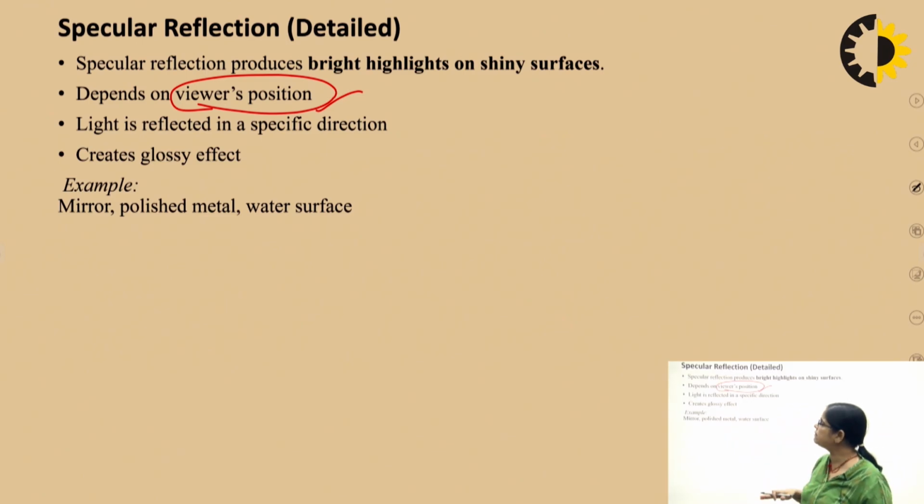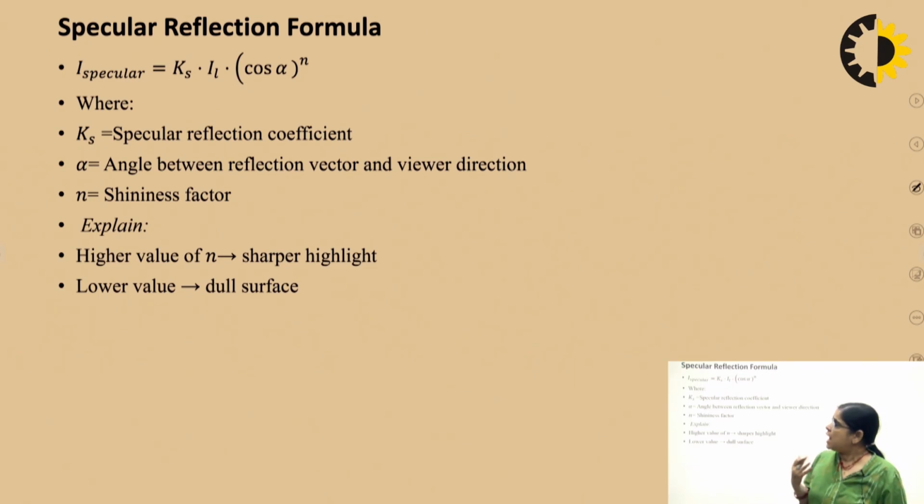You have to keep in mind that when you are using this specular reflection, you are creating the glossy effect. It means, for example, you are watching in the mirror, polished metal or the water surface. Whenever you see the water surface or the polished metal or the mirror, we are actually finding out the glossy effect, right? Now, again, here you will see how the formula has been changed.